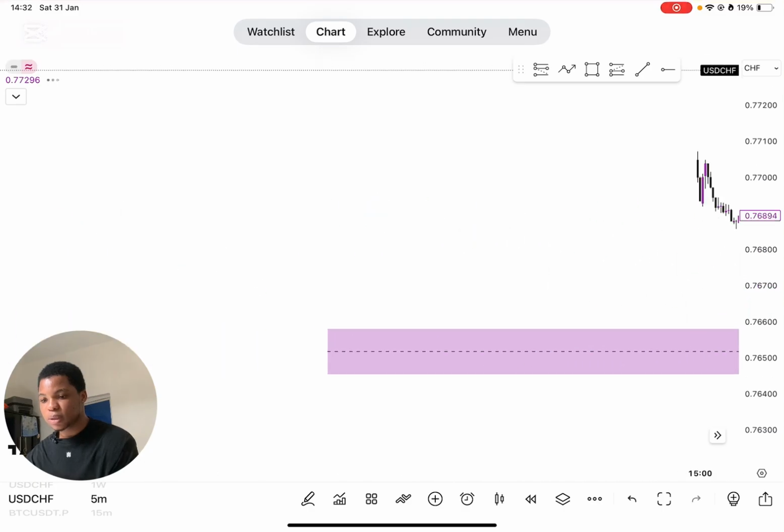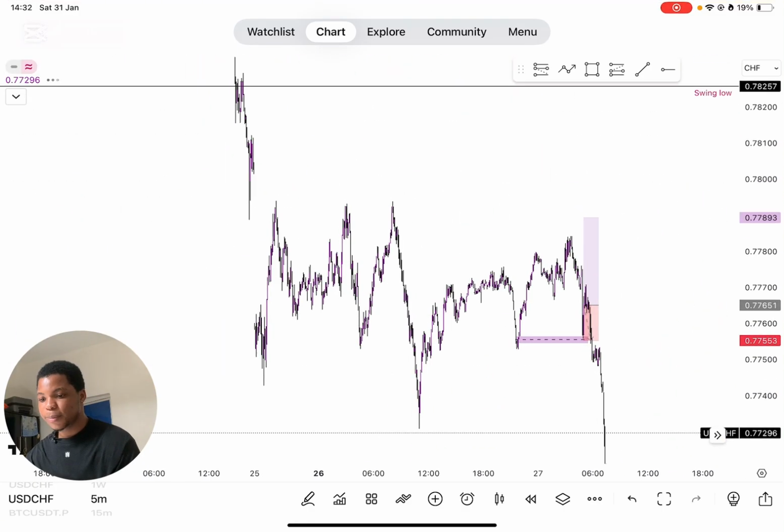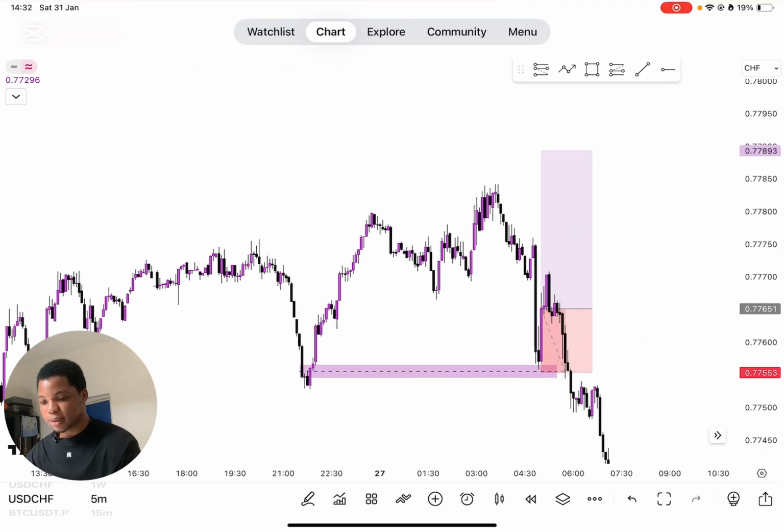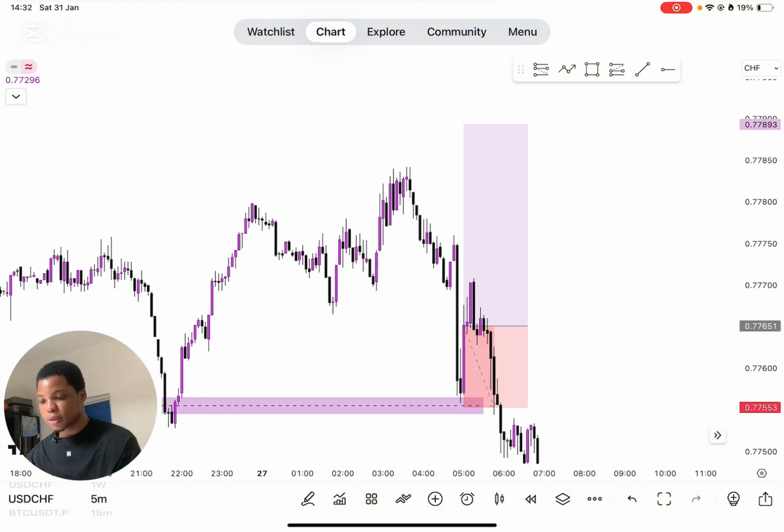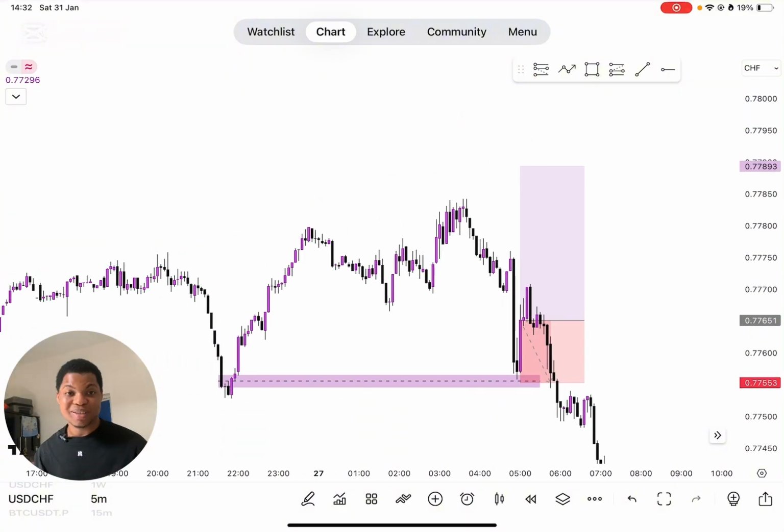Let's see, where is it? So guys, this is it here. This was the Tuesday trade on USD CHF. As you can see, this one also, we got stopped out on this one.